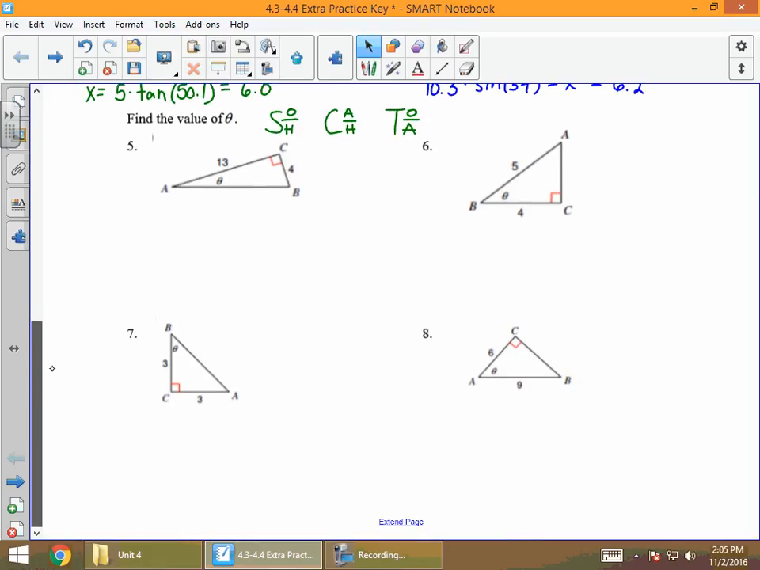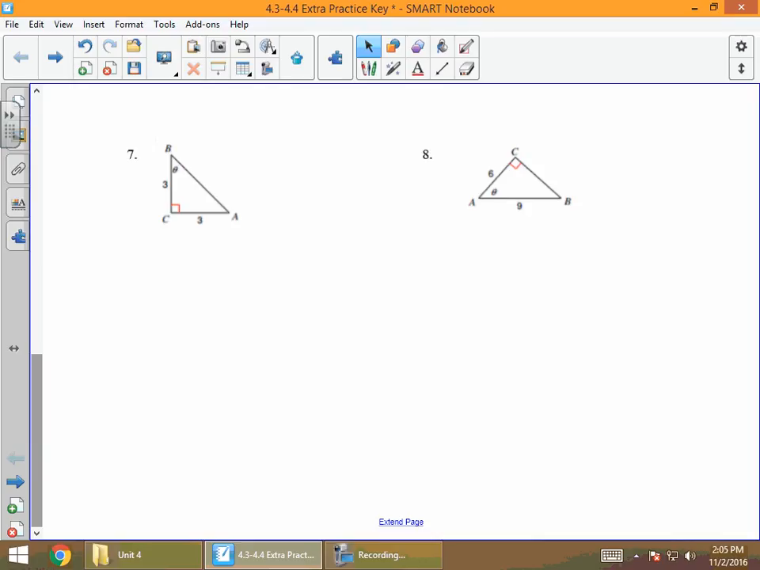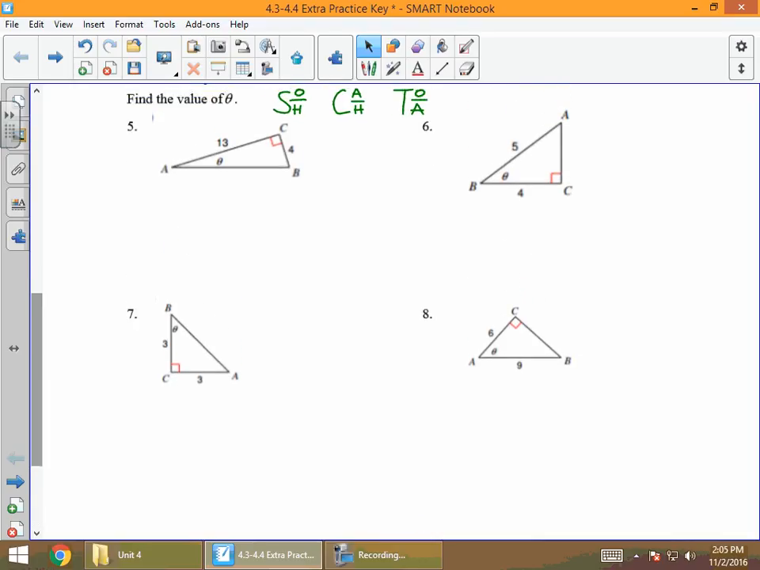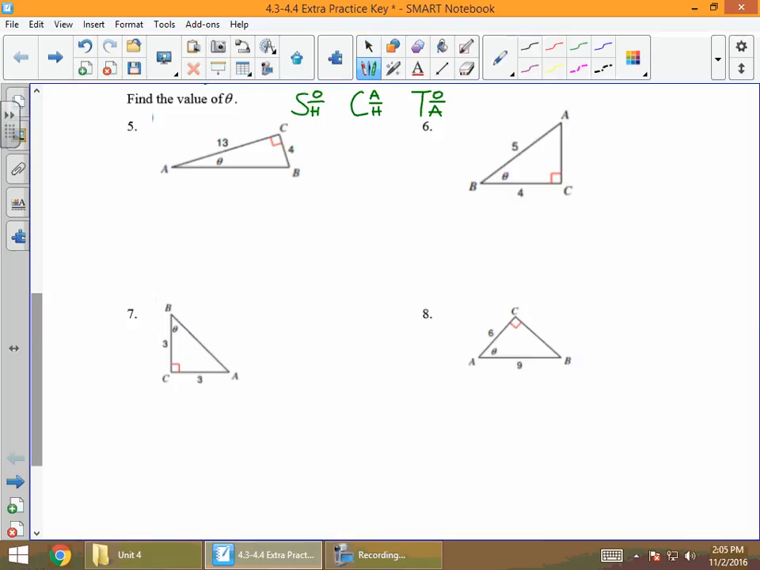All right, let me jump down here now to 5, 6, 7, and 8. These are all very similar in the fact that I'm looking for an angle. So in this case, I'm going to use all of my inverse functions. So inverse sine, that's the sine with the -1, or cosine with -1, or tangent with -1. I will use those anytime I'm trying to find an angle. So if this is my angle, I have my opposite, hypotenuse, adjacent.